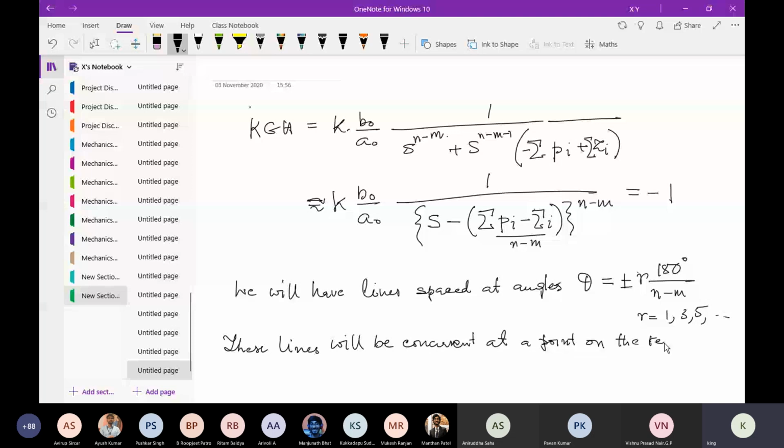on the real axis. Why real axis? Because sigma p and sigma z_i are real. The coefficients of the polynomial are either real numbers or complex conjugates. So when you take the summations, only the real part remains.